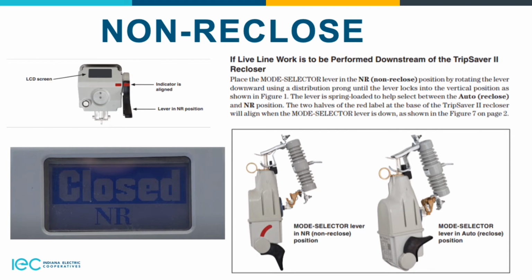On the lever there at the bottom, when it's down, it's in the non-reclose position. When it's up, it's in auto. Just remember that it's on a spring, so it's not that hard to move up and down. So just remember that when you're placing it in non-reclose and back to auto.